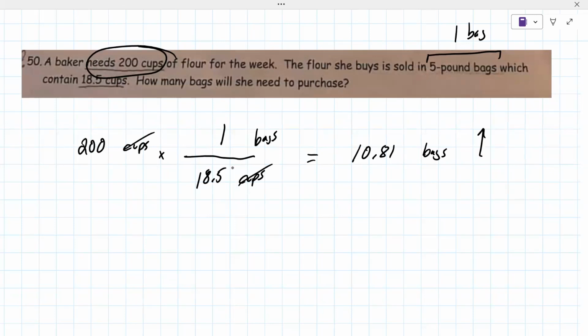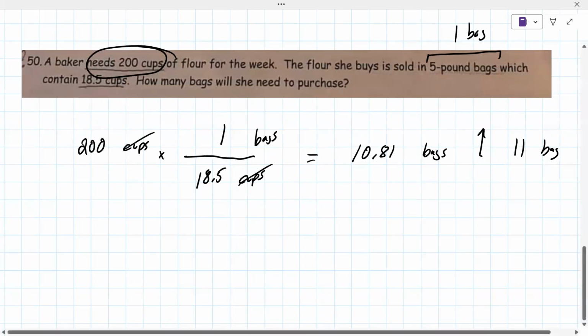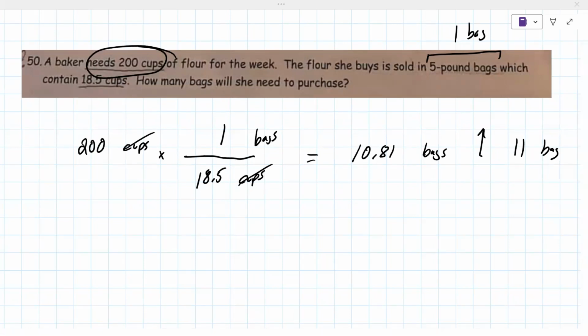Well, that won't be enough though. If you buy 10 bags, that's only going to get you to 185 cups. You generally round up to the next bag. So 11 bags. Yeah, that's kind of like what I was thinking. We do this a lot. We tend to overbuy, because we don't want to not have enough. That's worse. A little extra is okay.